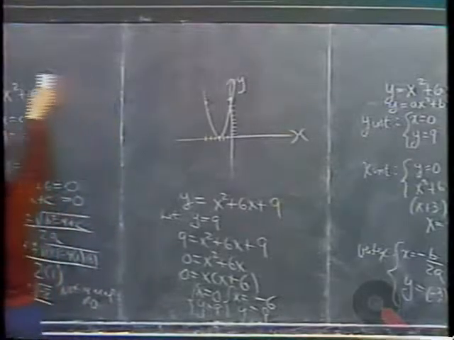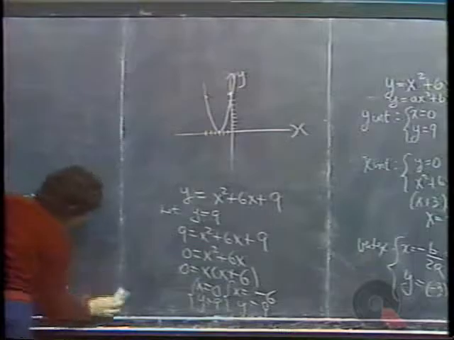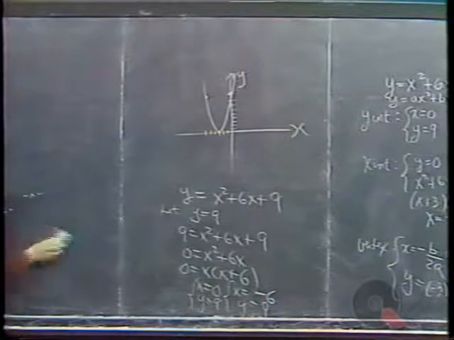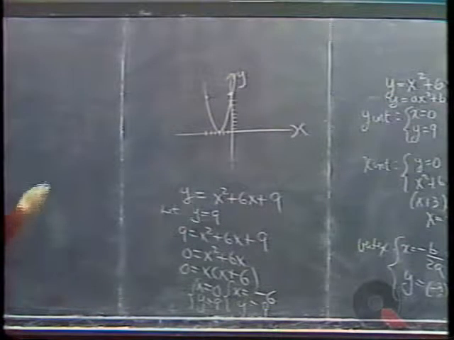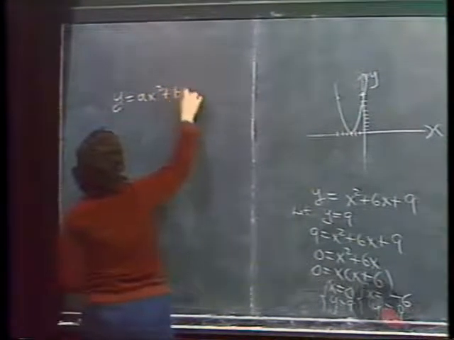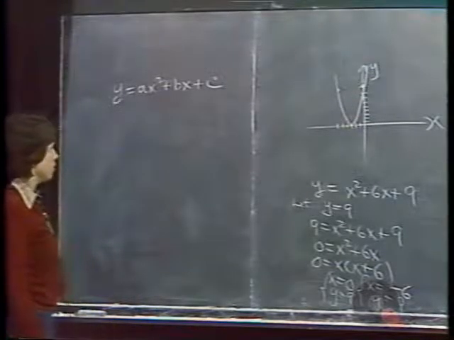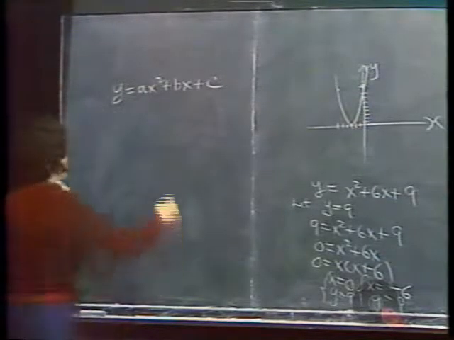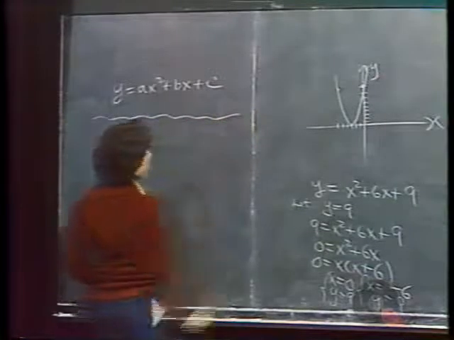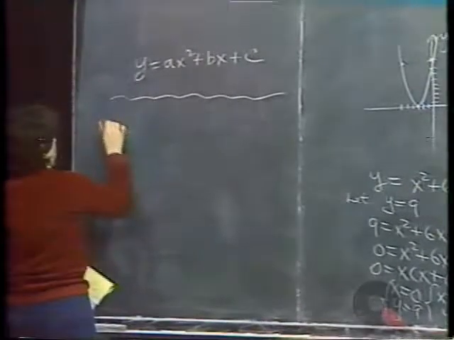Okay, the last thing I want to do on this tape is to mention that there are other equations of parabolas. I gave you one. I said the graph of an equation of this form, where a, b, and c are constants, and a was not equal to 0, is a parabola. That is true. There are also other equations which represent parabolas. So let me just end with a little note here.